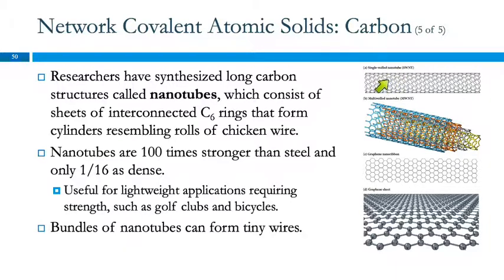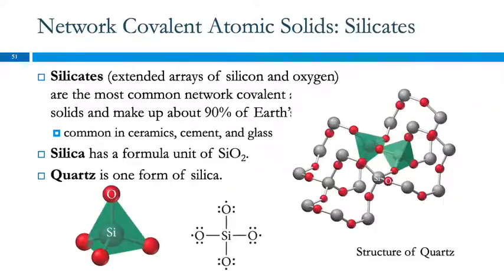Those are called nanotubes. You can have a single-walled nanotube, or you can have multiple nanotubes nested inside of each other. And these nanotubes are very, very strong, but much less dense than steel. So the nanotubes are 100 times stronger than steel, and only 1/16 is dense. So that makes them very useful for things like bicycle frames, golf clubs, anything where you need strength with low density. These also conduct electricity, and so you can use bundles of these nanotubes to form really, really tiny wires. Lots of cool stuff being done with that.